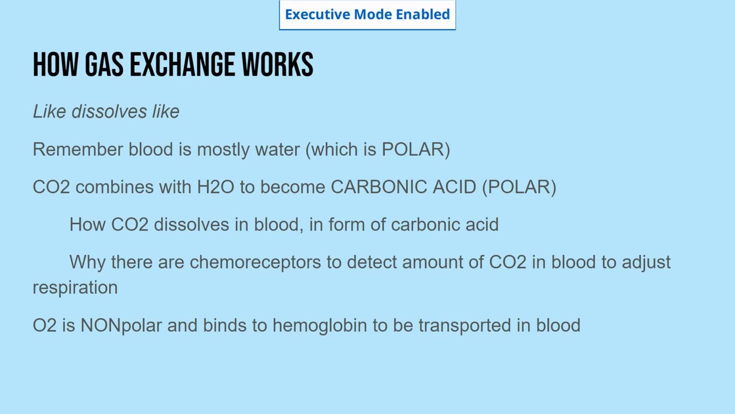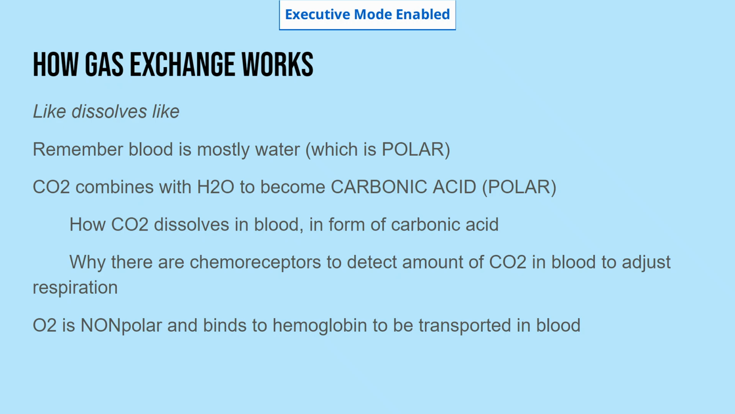So then here's a little bit more of the chemistry of how this is actually working. If you remember, like dissolves like, so blood is mostly water, which is a polar molecule. Carbon dioxide combines with water. We'll go over this more later, but here's just a summary. Carbon dioxide combines with water to become carbonic acid, which is polar. Carbon dioxide dissolves in the blood in the form of carbonic acid. So it forms carbonic acid so it can dissolve in the blood.